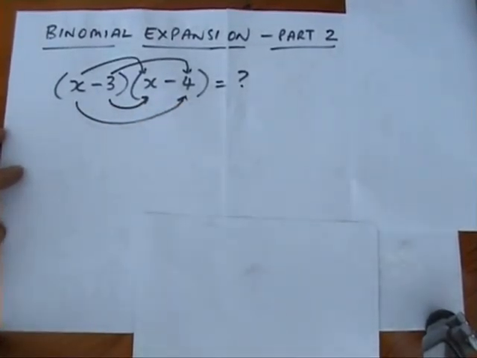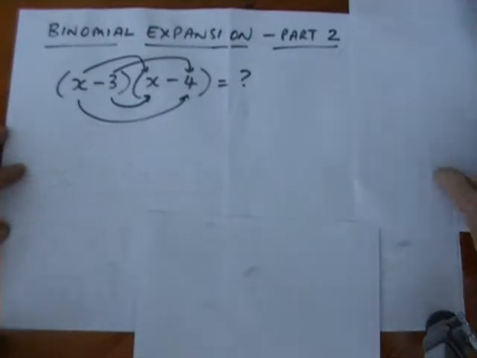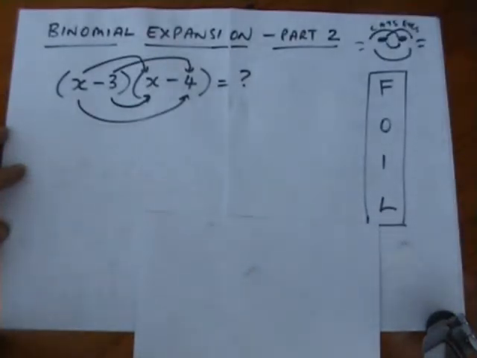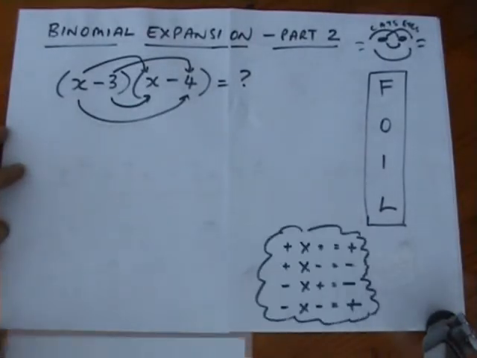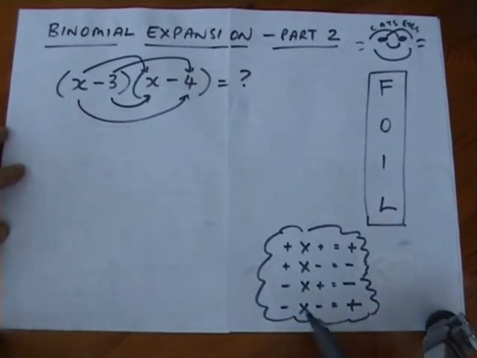I can do them in any order I want, but I'm going to use the FOIL principle again, and I'm also going to remember, really important, the combinations of directed numbers, so that a positive times a positive gives me a positive, positive times a negative gives me a negative, negative times a positive gives me a negative, and a negative times a negative actually gives me a positive.